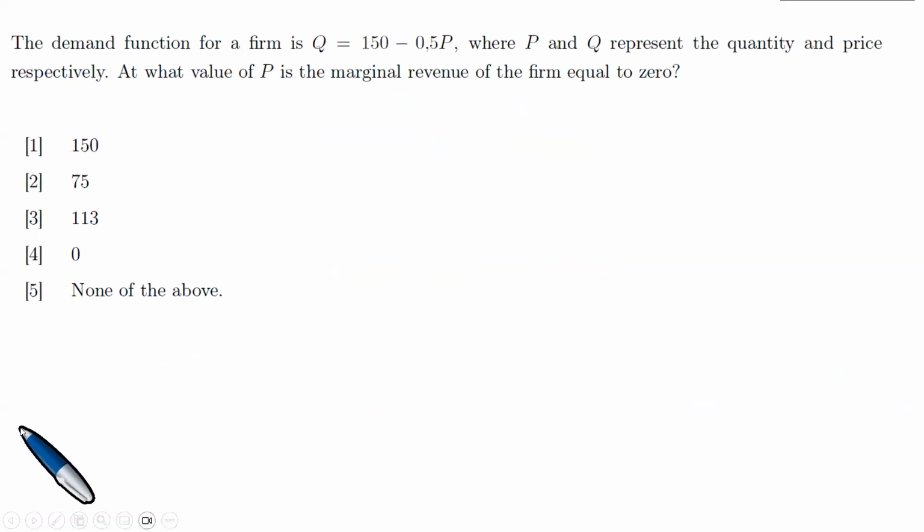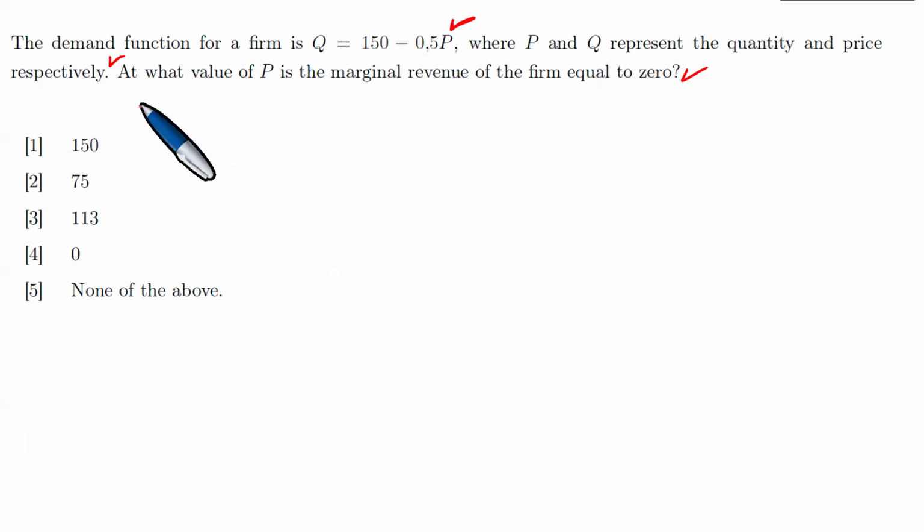Now we look at the next question, and the next question is about demand functions and supply. A demand function for a firm is given as Q equals 150 minus 0.5P, where P and Q represent the price and quantity respectively. At what value of P is the marginal revenue of the firm equal to 0?